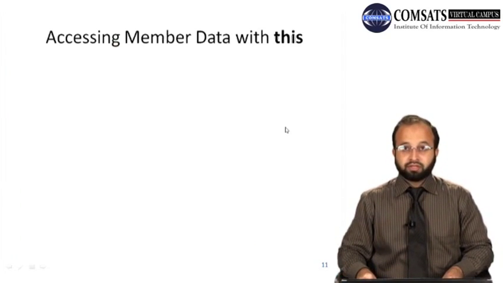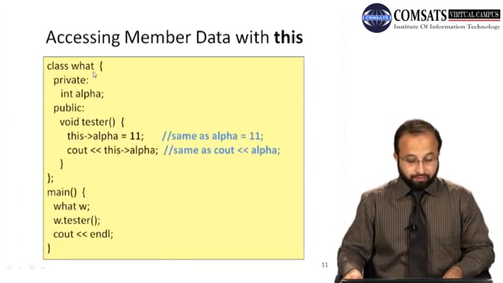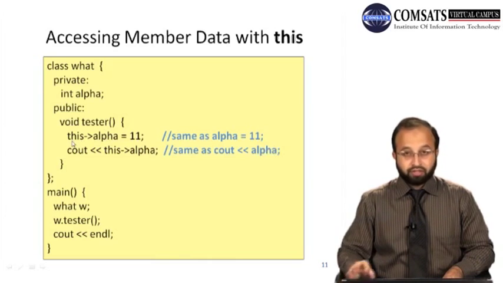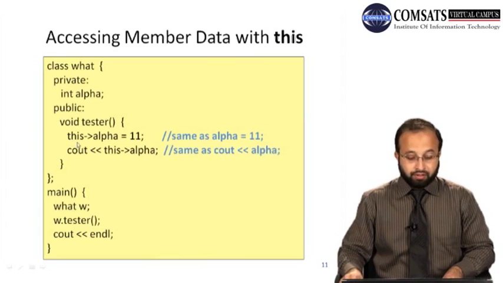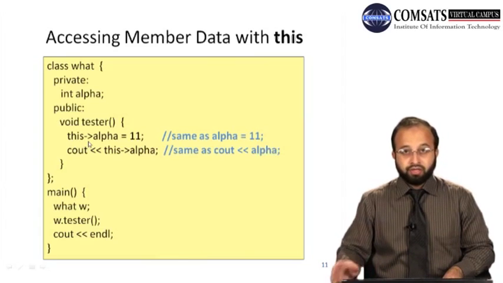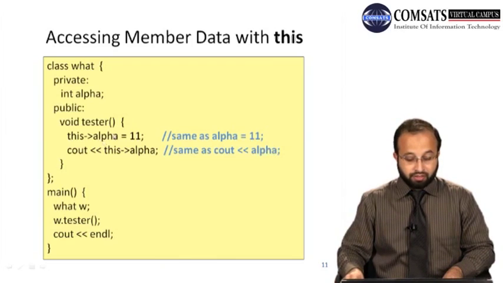Accessing data members with this. So we have the same class word, right? And we have a function tester. Now the member function alpha. So we have a pointer that points to an object of what class type, WH80, and with this and the arrow operator you reach that memory location where you have an object of that type, and then you access the alpha data member of that object and assign the value 11 to it, and then you can print that value using the this operator.